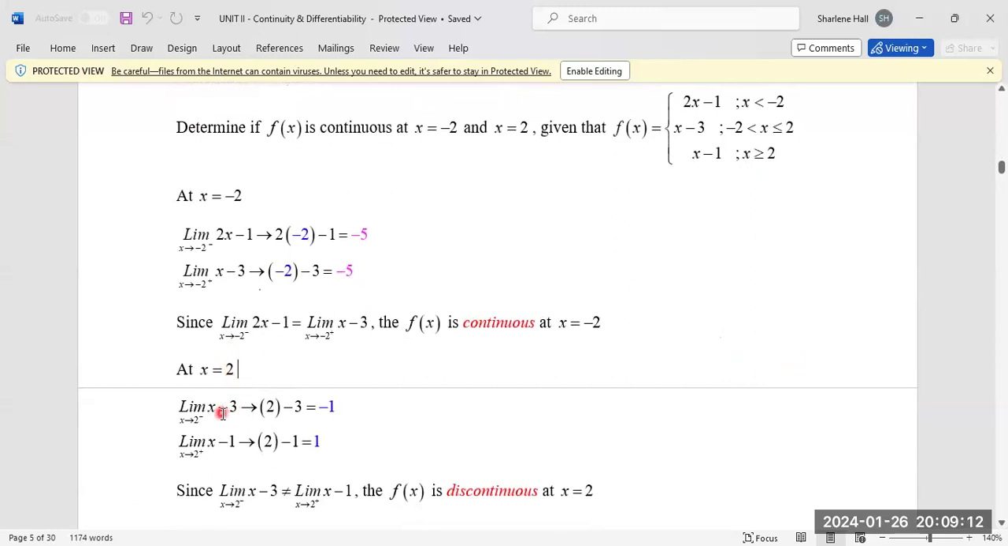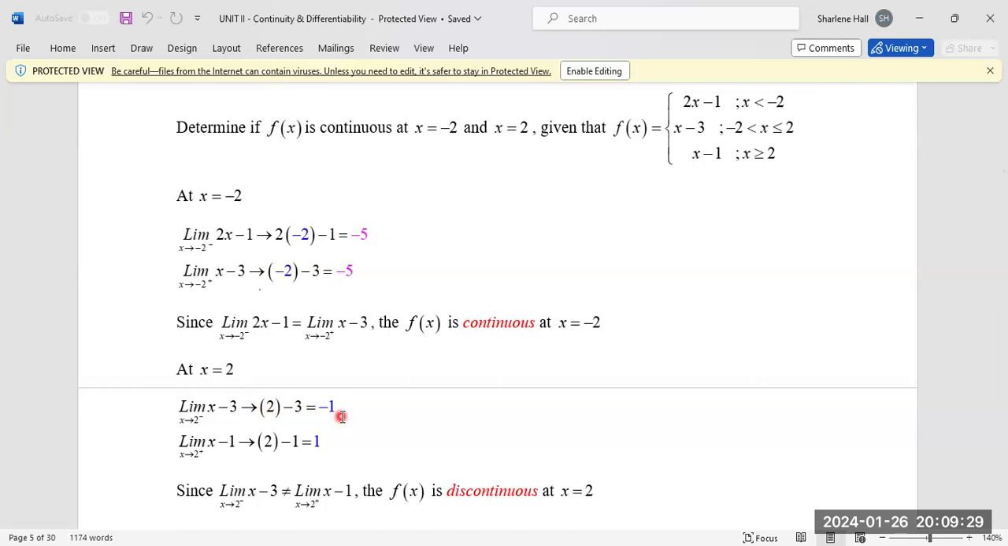And anywhere in the function I see x, I am going to substitute the value 2. So x minus 3 is going to become 2 minus 3. And 2 minus 3 is going to be equal to negative 1.